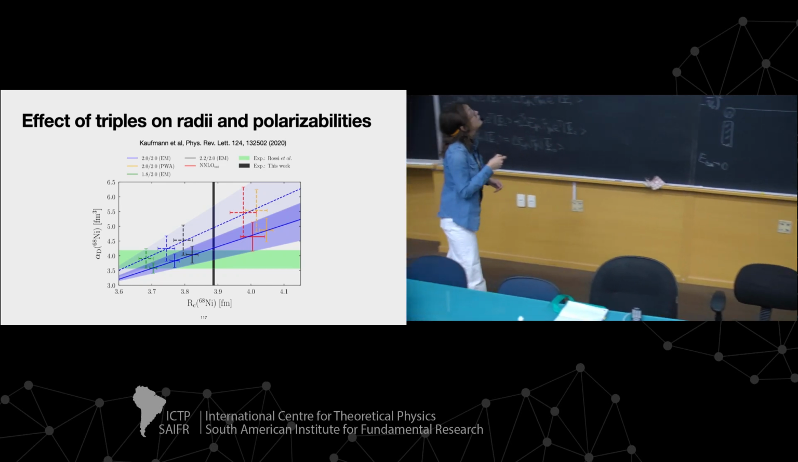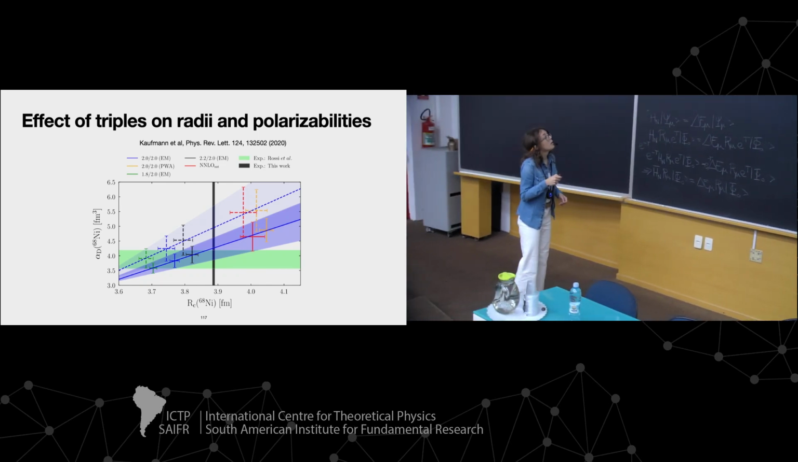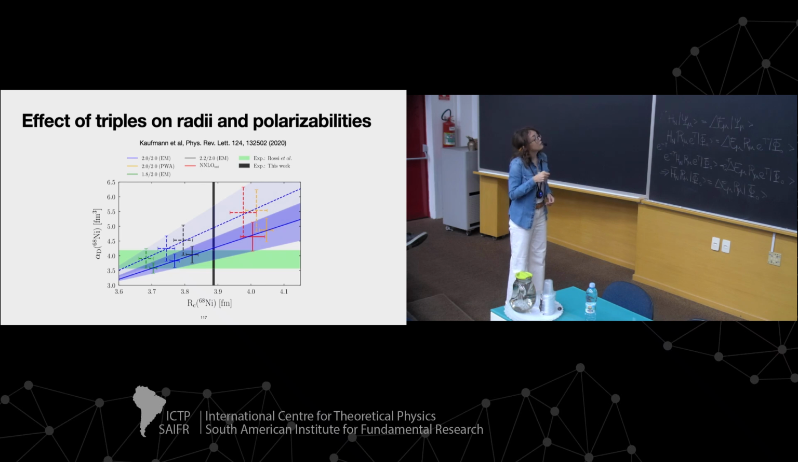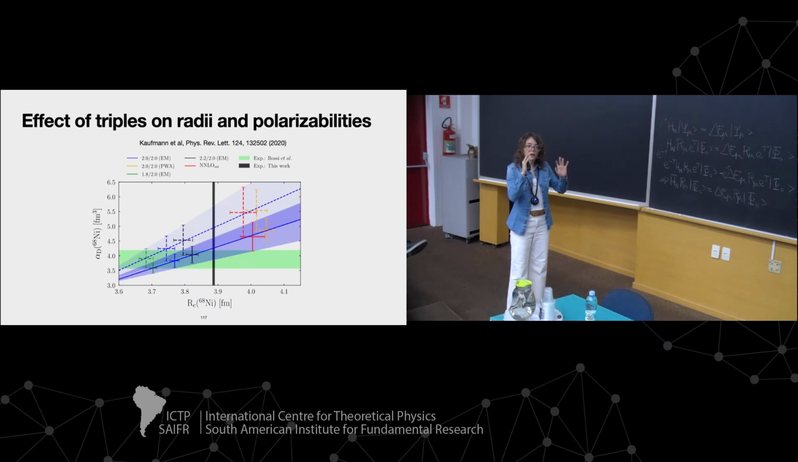If we look at the effect of triples on radii and the polarizabilities, this is the case of nickel-68. So also here we are quite in the neutron-rich land: 28 protons, 40 neutrons. On this axis you have the polarizability, on this axis you have the charge radii, and the solid crosses are predictions with triples. The dashed ones are predictions with CCSD, so just singles and doubles.